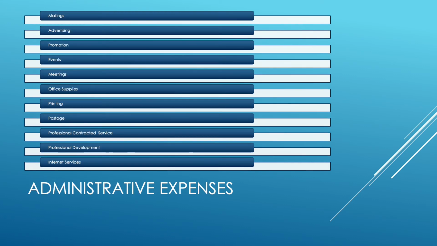Administrative expenses. Don't overlook these. When do you mail things out to parents, to local feeder schools? What advertising do you do? What brochures do you publish? Do you have any kind of promotional activities, special events? What about meetings, faculty meetings, parent meetings, office supplies, printing? What about that big copy machine that sits in the office? There's a monthly charge that you are assessed.